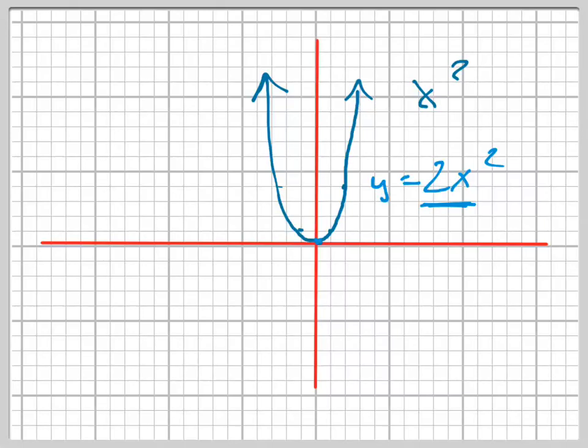So here's my base graph. X squared is already graphed for you. The question is, what does adding the 2 in front here do to this graph?